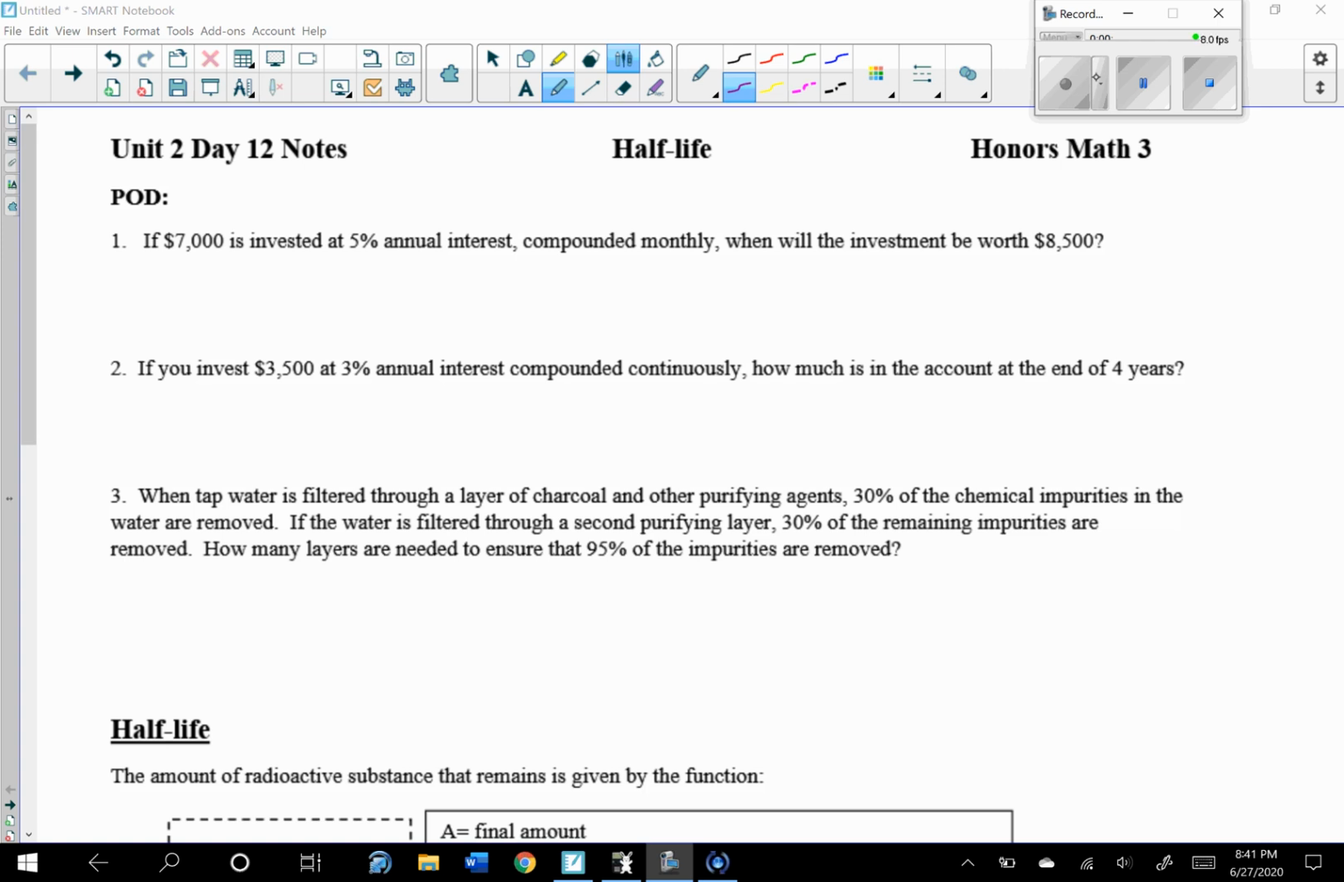Today we're going to talk about half-life. So before we do that, go ahead and do the problem of the day, these three problems right here. So pause the video. When you're done, you can unpause the video to check your work.